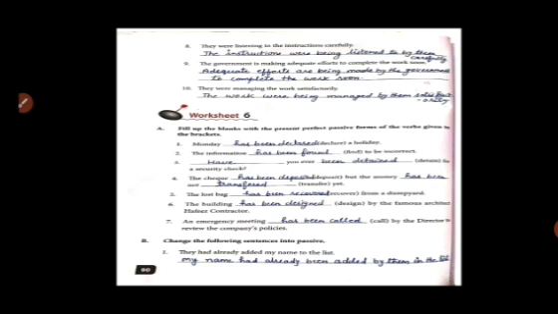They were managing the work satisfactorily. The work was being managed by them satisfactorily. And worksheet number 6, fill in the blanks with the present perfect passive form of the verb.